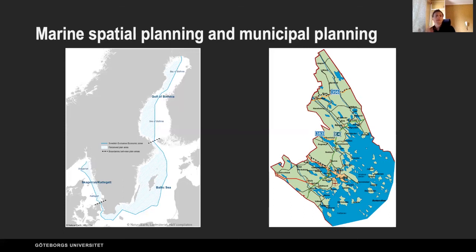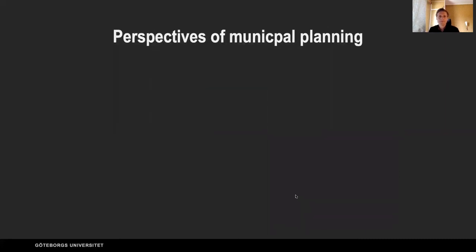And it should also be mentioned, I think, that municipal planning is regulated in the Planning and Building Act of Sweden, and marine spatial planning is regulated in the Swedish Environmental Code. The Planning and Building Act has a more exploitative focus. It's focused on development, while the Environmental Code could be said to have a more environmental, maybe protective or conservation focus, or at least it has a more environmental focus than the Planning and Building Act has. So then I'll try to give some examples from what I found in my analysis of municipal planning of coastal areas.